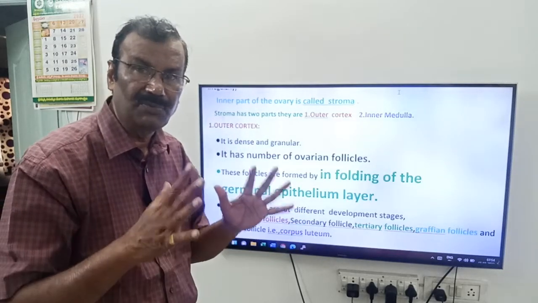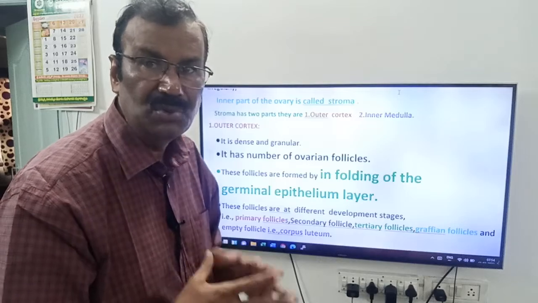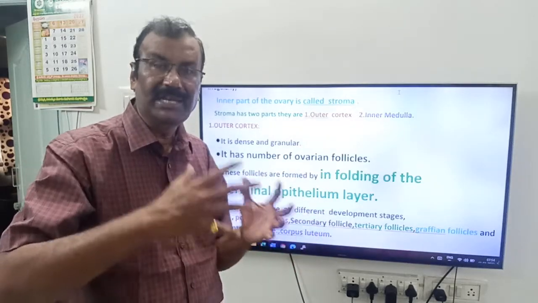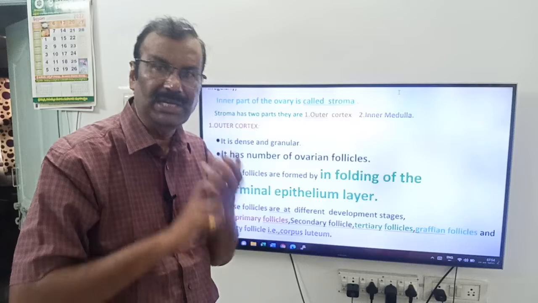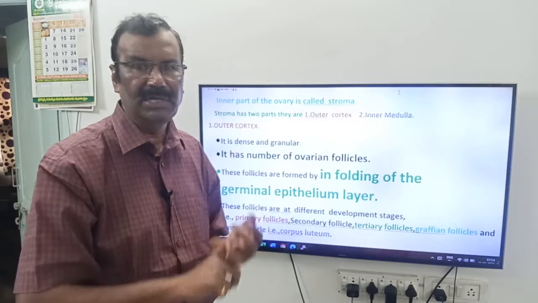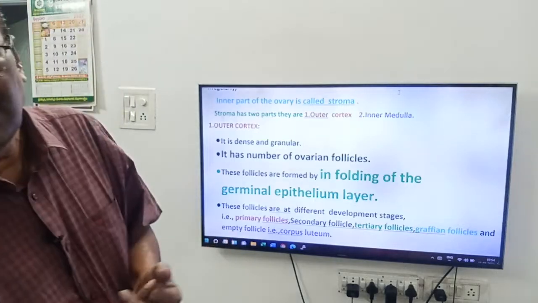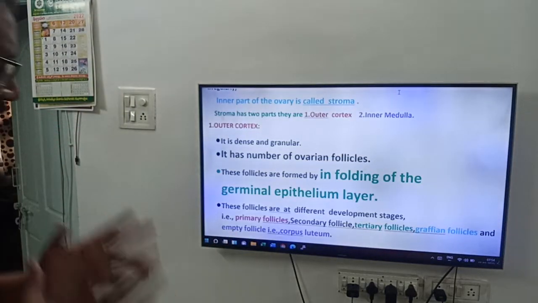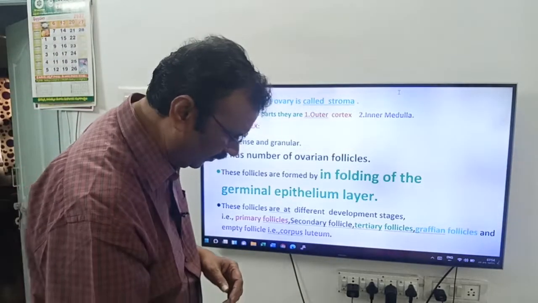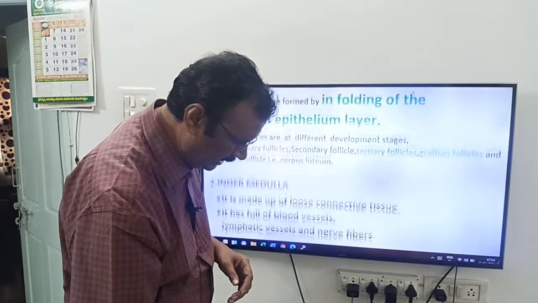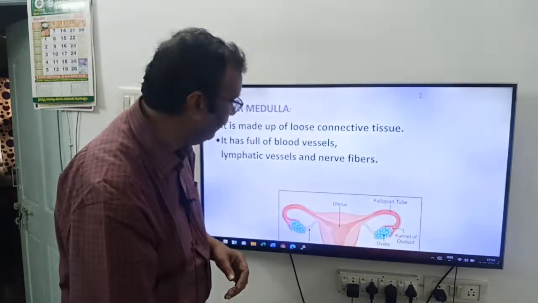Once again, friends, what are the follicles? We have so many types of follicles at various developmental stages: primary follicles, secondary follicles, tertiary follicles, Graafian follicles and empty follicles. They are called what, friends? Corpus luteum. See friends, now come to the inner medulla.